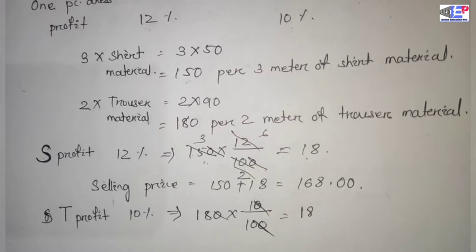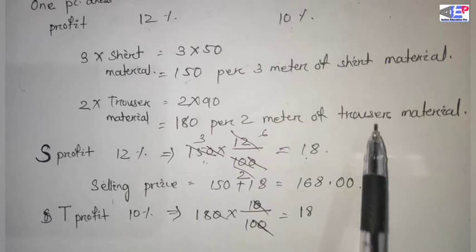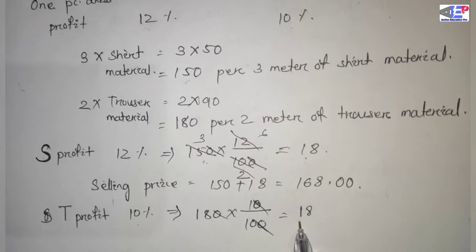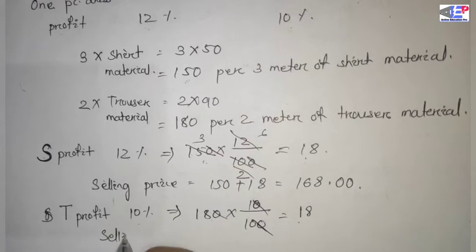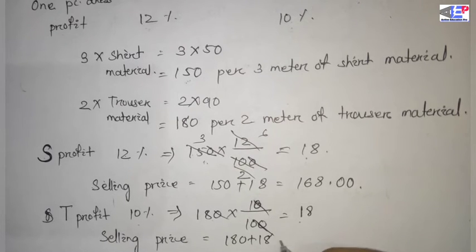For one pair of school uniform, the cost price of trouser material is 180 rupees, and a profit of 10% will be 18. The profit value on trouser material is 18 rupees, and then the selling price of trouser material will be 180 plus 18, 198 rupees.